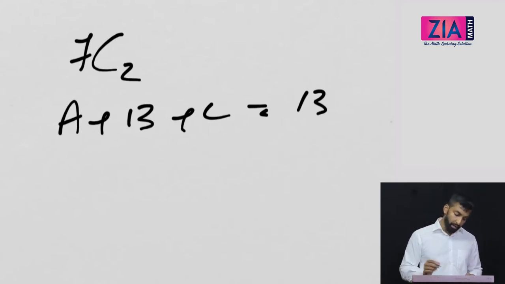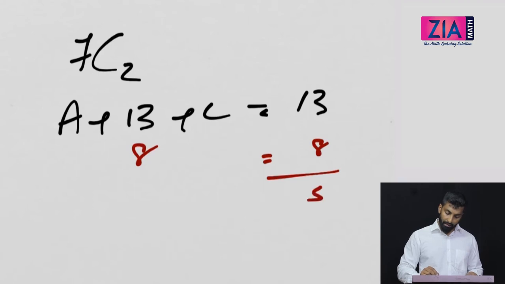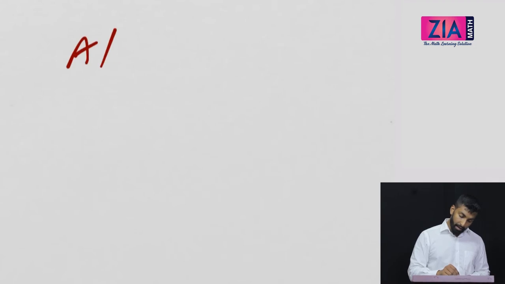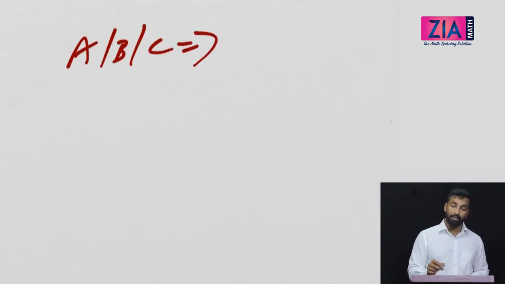Now if B needs to violate the condition, see how many ways you can distribute after giving 8 to B. You give 8 to B, so B violated, so how much is left? 5 is left. Now you distribute this 5 to A, B, C, so that is also 7C2. Now C will also violate the condition in 7C2 ways, right? So A, B and C will violate in 7C2 ways each, so the total is 3 into 7C2.